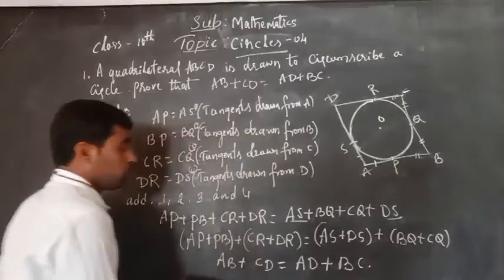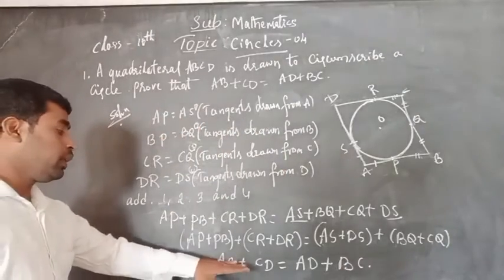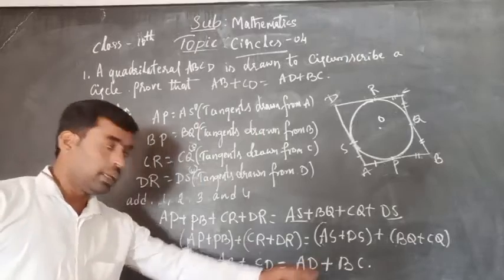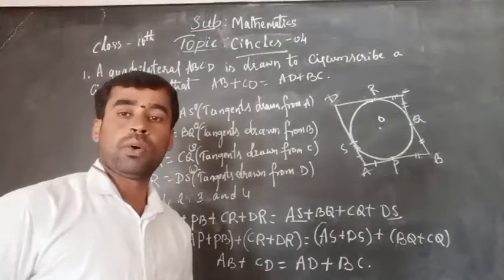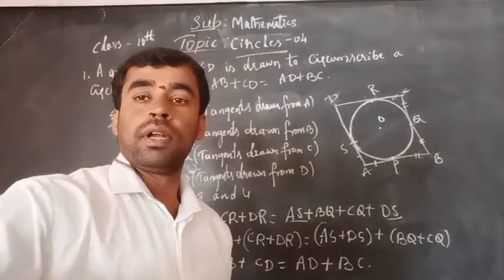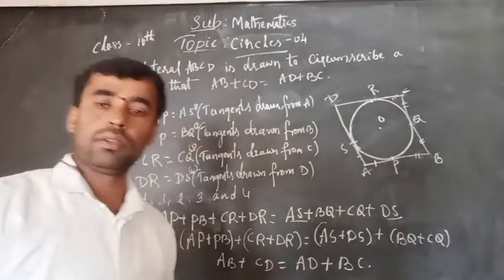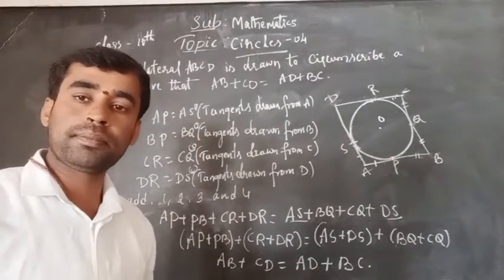Now, this is what we want to prove. We got the answer AB plus CD is equal to AD plus BC. Now, finally, we can conclude it. Now, we have proved. Take down this one. Yeah, take down this one.